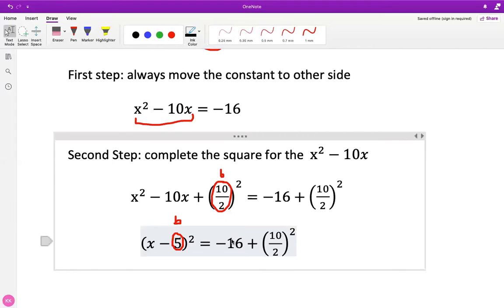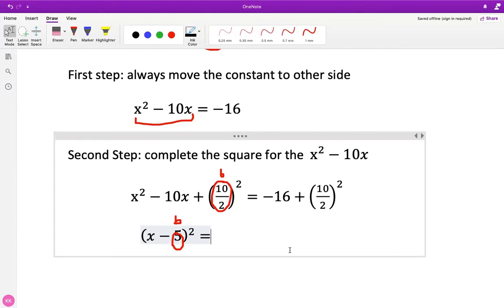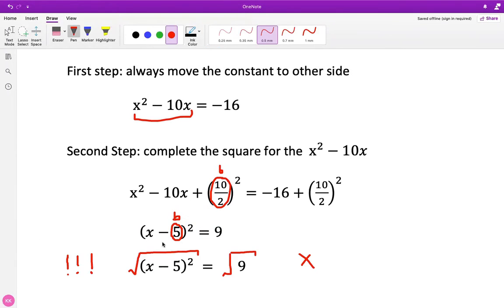And also, for the next term, we have -16 plus 25. -16 plus 25 is positive 9. So I just change this to positive 9, and I'm going to solve this equation. In order to solve for x, I need to put the square root here and take the square root of x minus 5 squared, which equals root 9. If I put the square root here, I need to put the square root here as well.